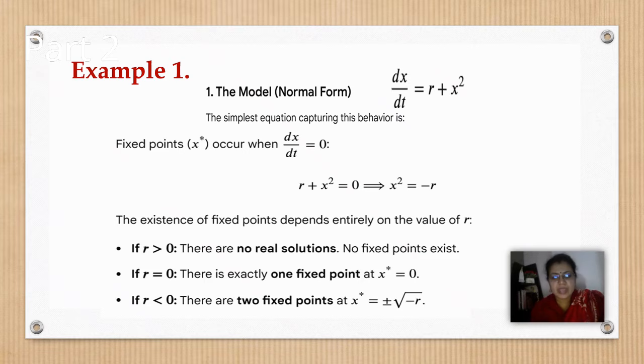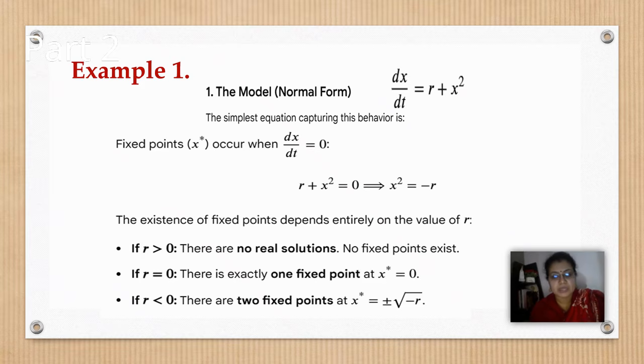So to define a saddle node bifurcation, let us take the prototypical example, which is an ordinary differential equation of this normal form: dx/dt = r + x². So how do we go with the mathematical analysis? We have to find the fixed points. We have learned what a fixed point is, right? So make f(x) equal to 0.